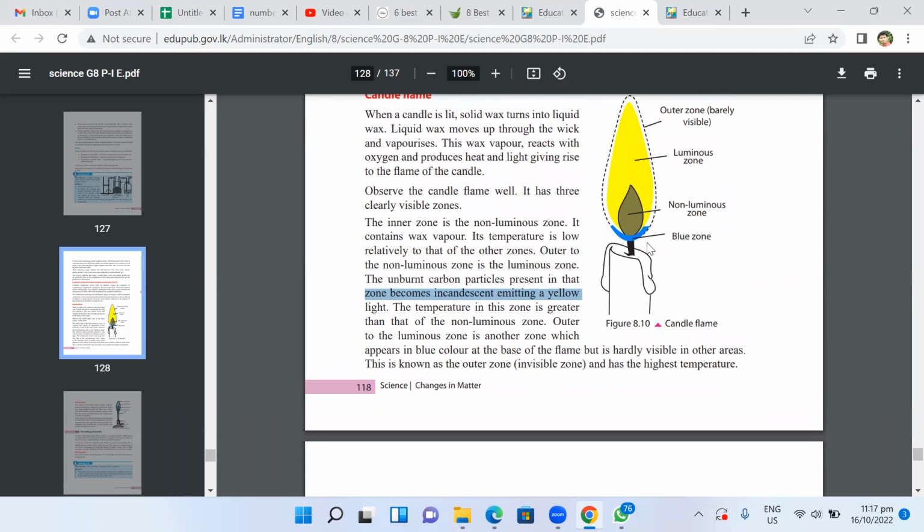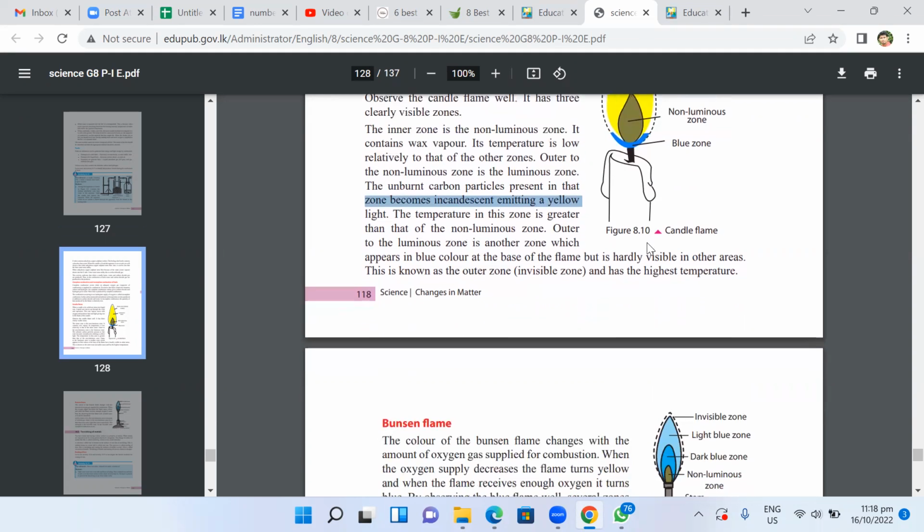But what about the blue zone then? Isn't it having the highest temperature? It has the highest temperature. Which? Blue color or invisible? Blue zone. Then what about this outer zone, the barely invisible outer zone? That's 2, right? If you consider that, it's having that.